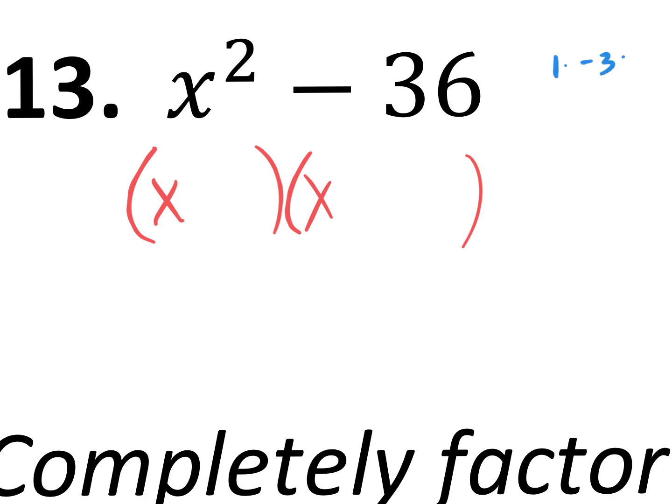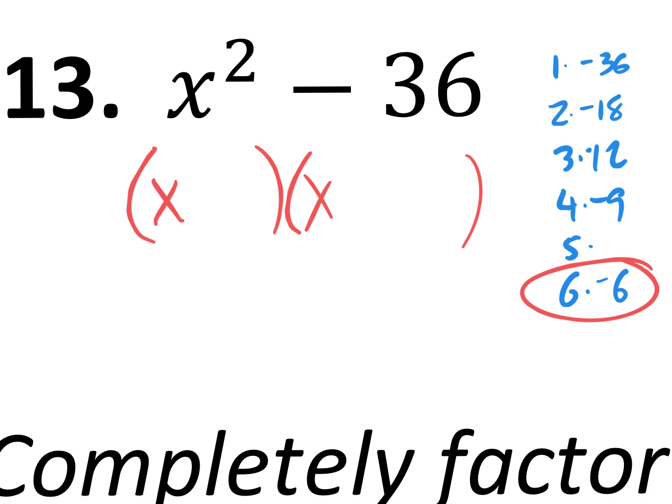1 times negative 36, 2 times negative 18, and if you don't know, hit 36 divided by 2, it'll give you the 18. 3 times, that's 36 divided by 3, that's 12. 3 times negative 12 will give you negative 36. 4 times negative 9, 5 doesn't work. 6 times negative 6. Now, which pair of numbers, when you add them together, give you the middle value, which is nothing? 6 and negative 6, right? So that's the right pair of numbers that we want, and that's what you plug in, plus 6, minus 6, and you're done.